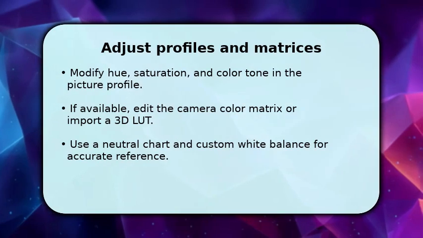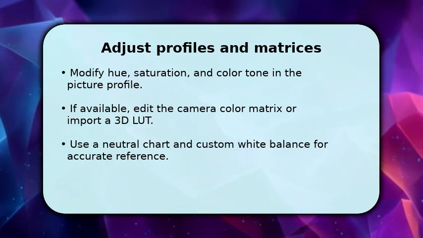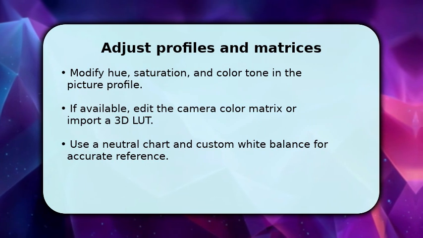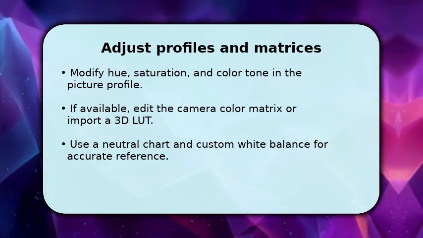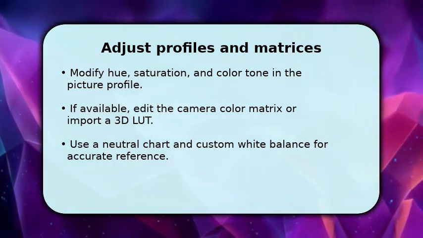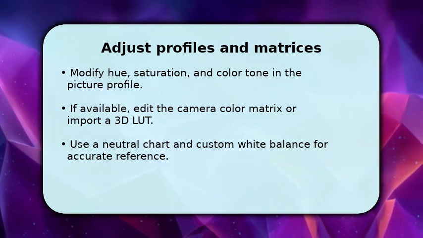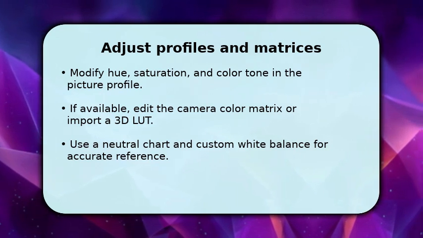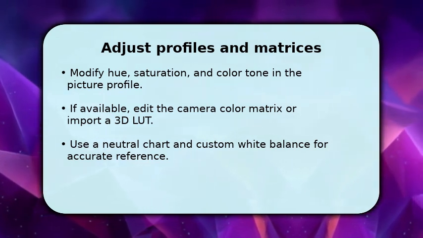You now edit the profile, tweak hue, saturation, and color tone sliders while observing a neutral chart so changes are measurable. Explain how. The profile maps sensor data to color output, so small matrix or LUT edits produce predictable shifts across all images. Once you import or save a new 3D LUT, apply it and shoot test frames.